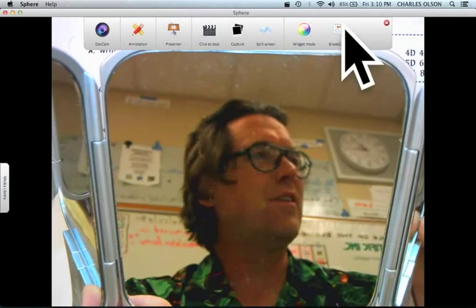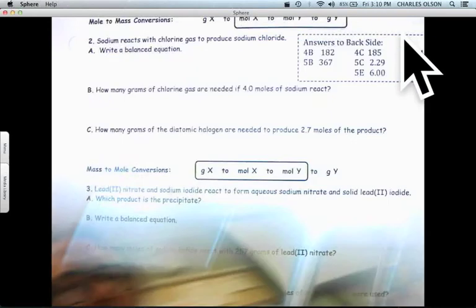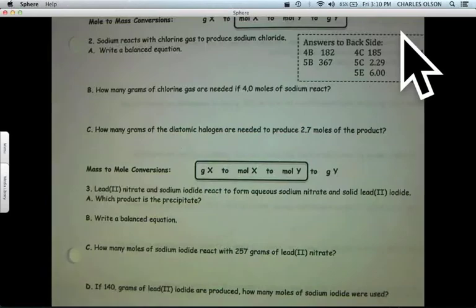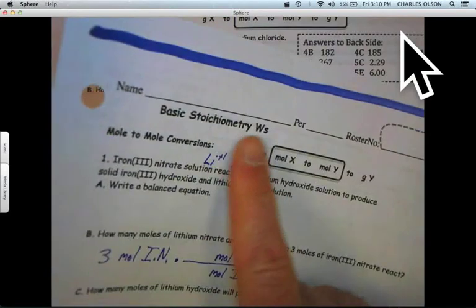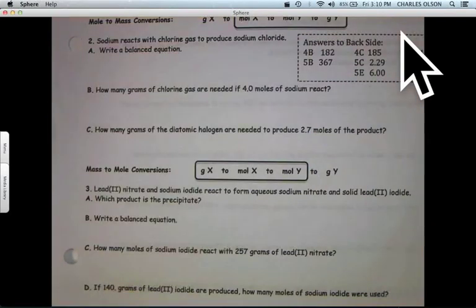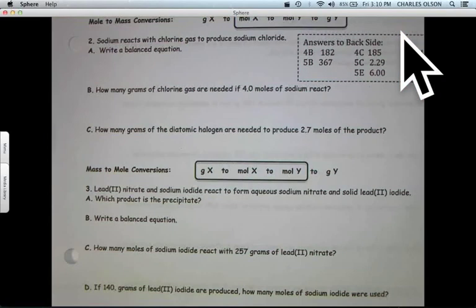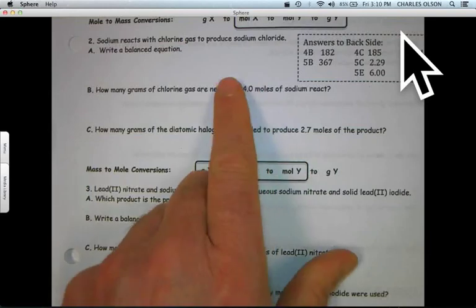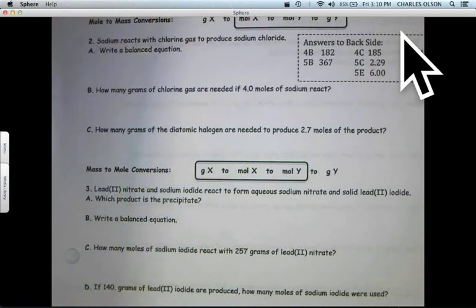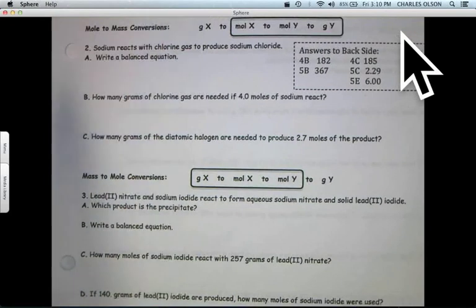Olson. Today we are going to solve some basic stoichiometry problems using our basic stoichiometry worksheet. And remember, lists of ions are available on our pink reference sheet. Okay, we're going to do some problems such as grams to moles to grams.